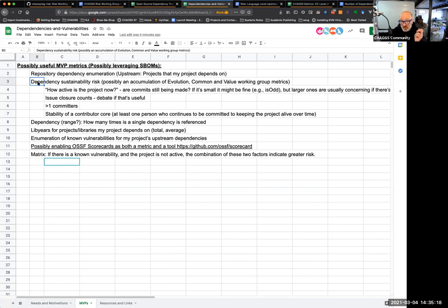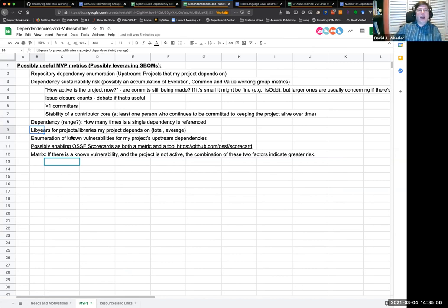Sustainability risk as an MVP is something we think we can work towards because it builds on other CHAOSS metrics. Dependency range is interesting because how many times is a single dependency referenced? If you just have a list of dependencies, but you don't know that 40% of your files import this same library, that paints a different picture. Libyears, there's a couple of projects listed over on resources and links for calculating libyears, but David, I'm going to get this wrong. Just explain libyears.